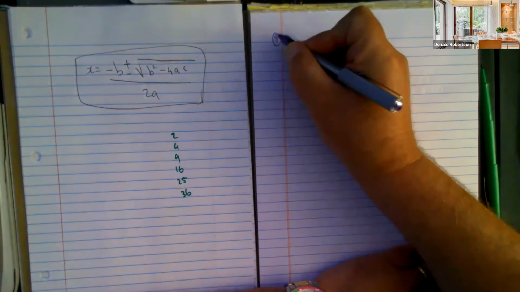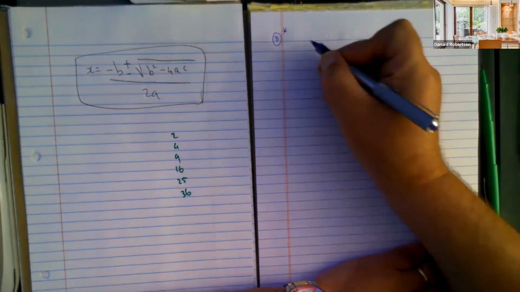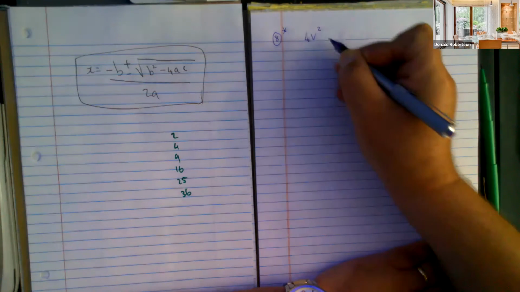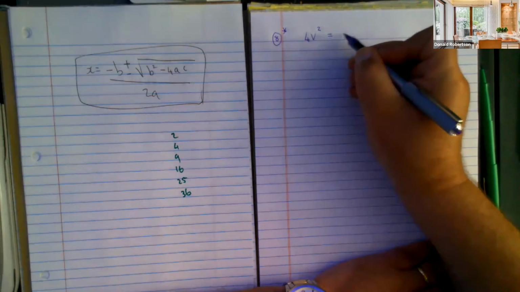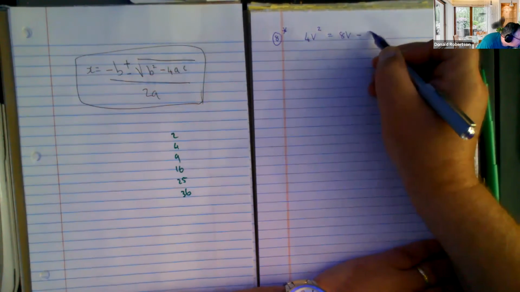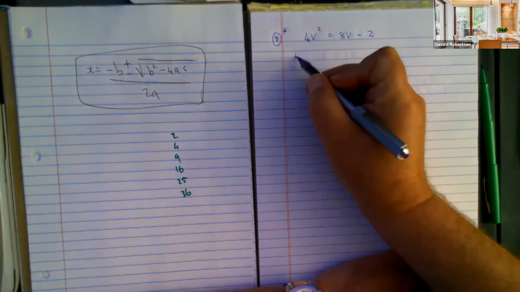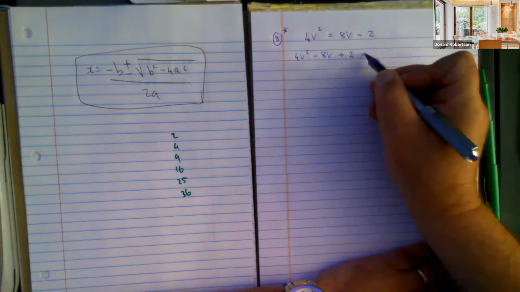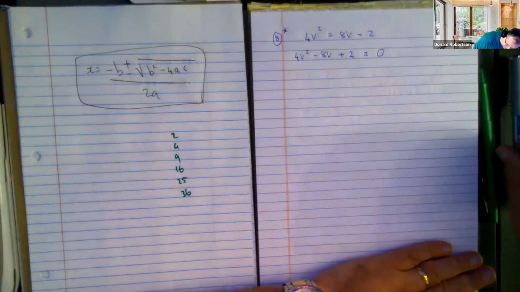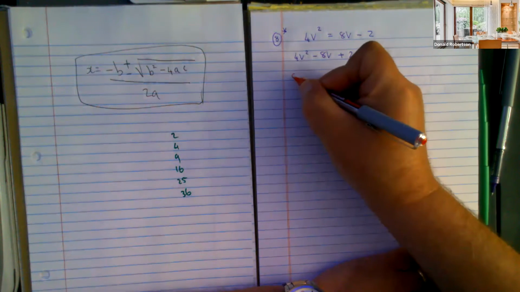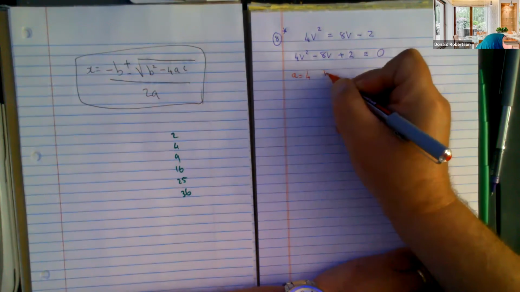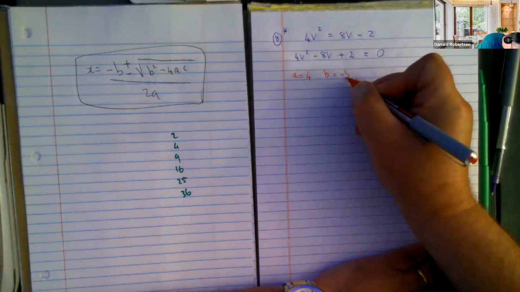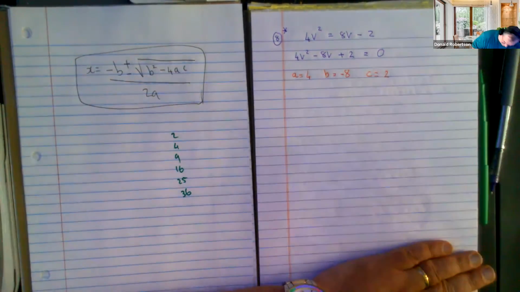Let's do one more of that type, and then we'll show you something a little bit different, a little bit unusual. So 4v squared, 8v, take away 2. If you subtract an 8v from both sides and you add a 2 to both sides, you get that. So a will be 4, b will be negative 8, and c will be 2.